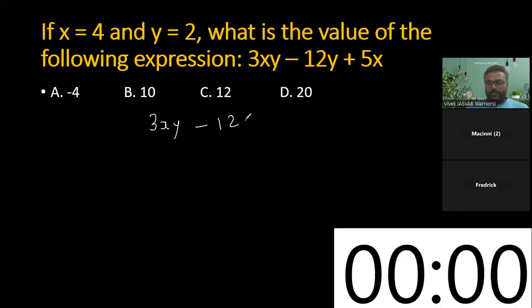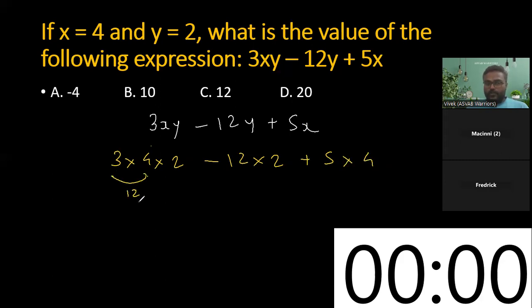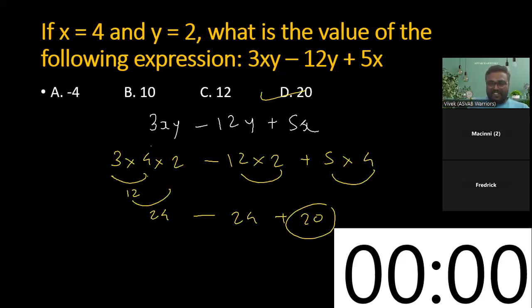Time up. Let me solve it. So let's solve it now. Oh, Frederick got the answer. Let's see if it's correct or not. So 3 times x, which is 4, times y, which is 2, minus 12 times y, which is 2, plus 5 times 4. So 3 times 4, 12. 12 times 2, 24 minus 12 times 2, 24 plus 5 times 4, 20. 24 minus 24, 0. 0 plus 20, 20. So option D is correct.